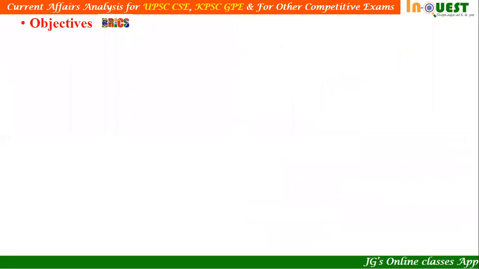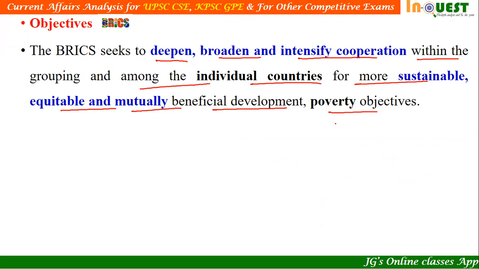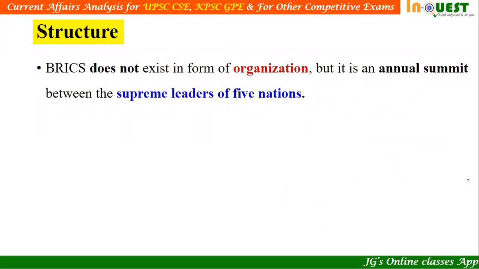Now, let us understand the objectives of BRICS. Number one, BRICS seeks to deepen, broaden, and intensify cooperation within the grouping and among the individual countries for more sustainable, equitable, mutually beneficial development and also poverty alleviation objectives. BRICS member political and security cooperation is aimed at achieving peace, security, development, and cooperation for a more equitable and fair world. Now, what is the structure of BRICS?